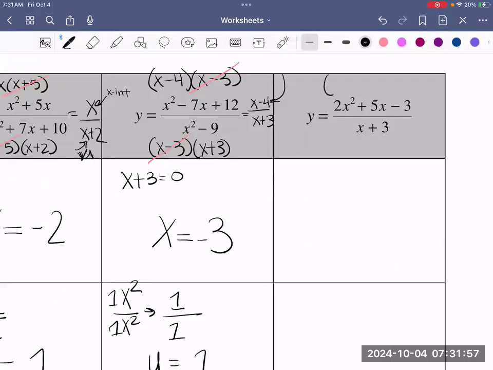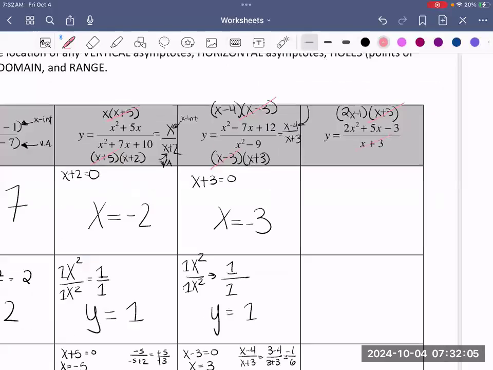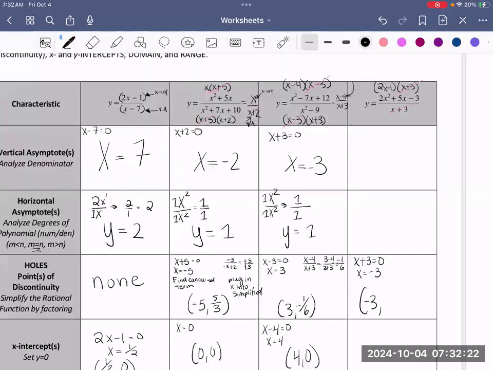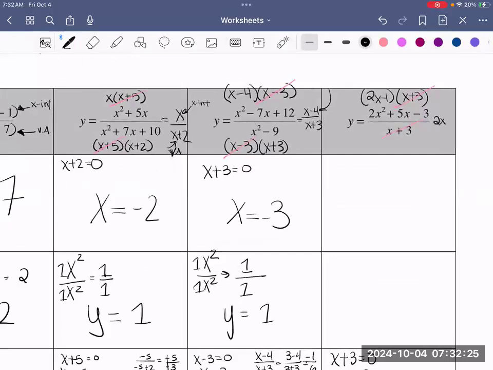For factoring, we should get 2x minus 1 and x plus 3 all over x plus 3. So again, we've canceled, we've created a hole when x plus 3 is equal to 0. So at x is equal to negative 3. So you have negative 3, and we need to find your y. Excuse me. So when we've simplified, we now get 2x minus 1.